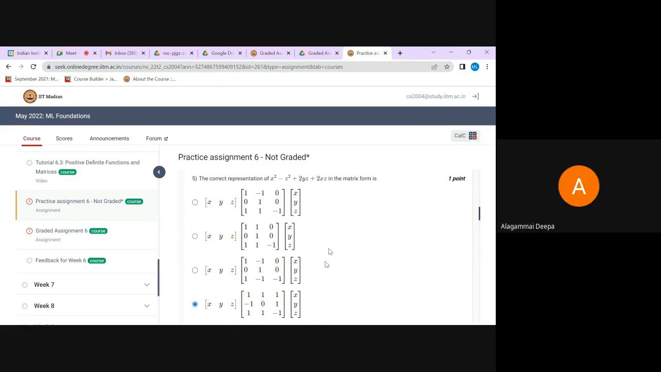Okay, sir, so the diagonal entries are representing the coefficients of these square terms, right? Yeah, as you can see, the diagonal elements will be telling you the coefficient of x square, y square, and z square.